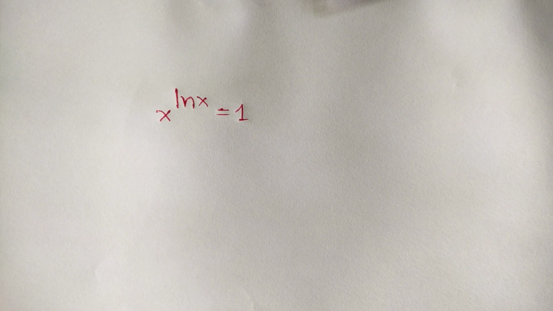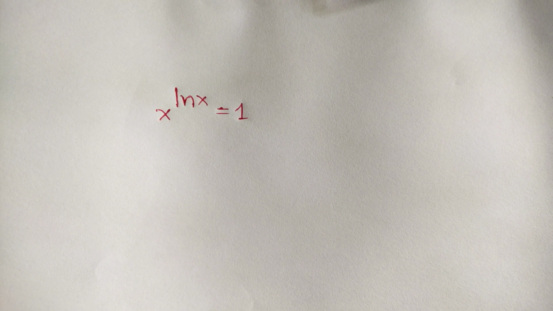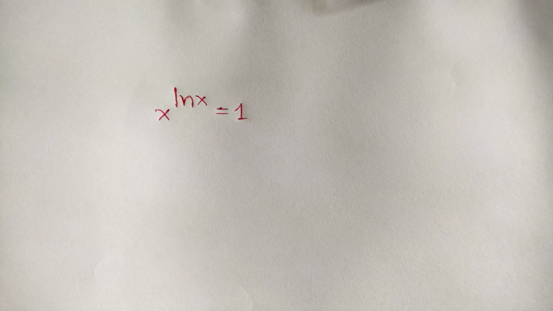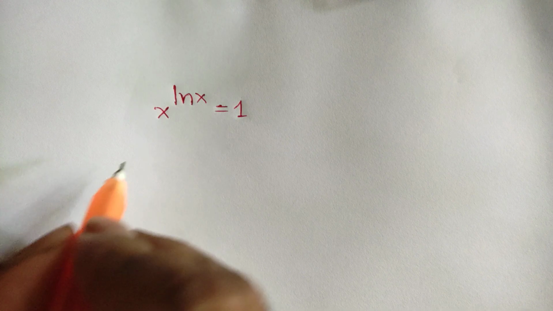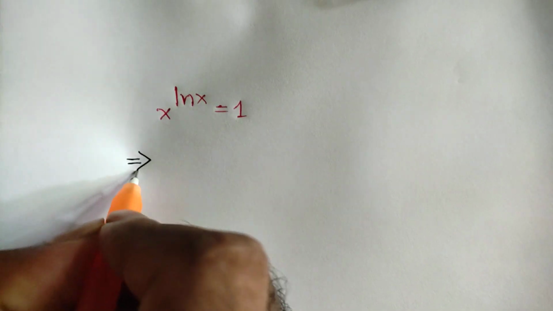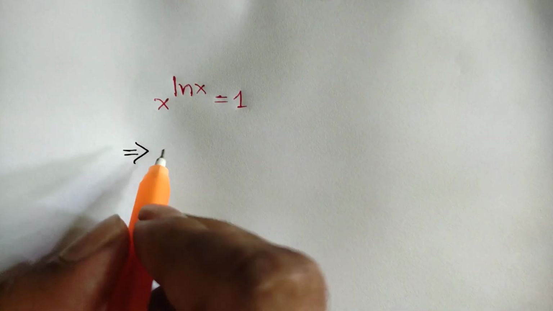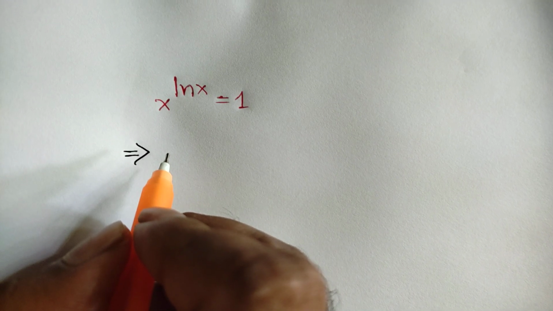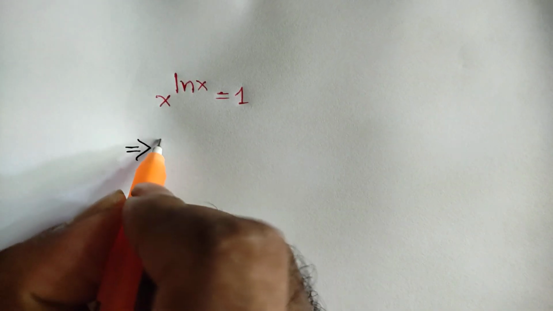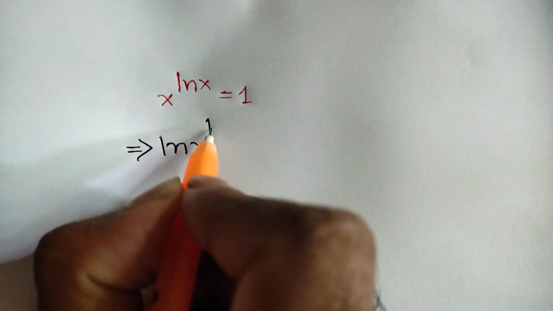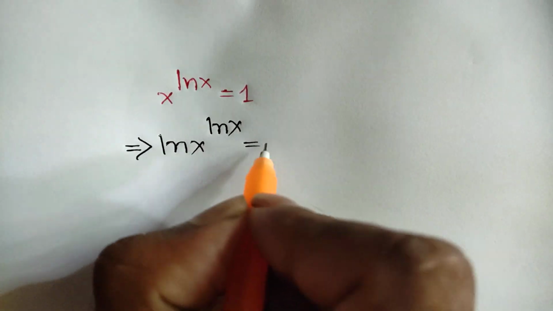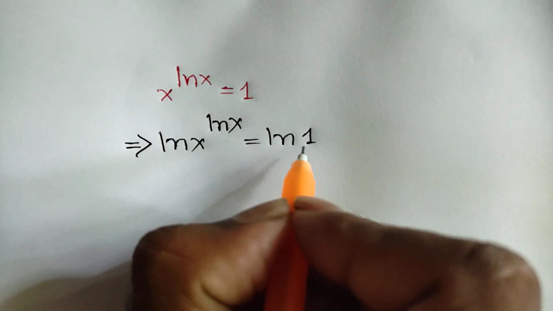Hi everyone, in this video I am going to show how to find the value of x where x to the power ln of x is equal to 1. Taking ln to both sides we can write here ln of x whole to the power ln of x is equal to ln of 1.